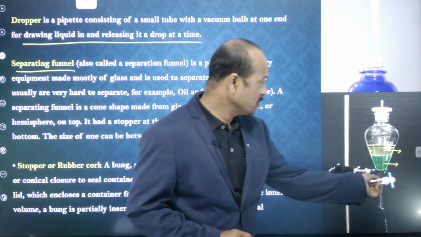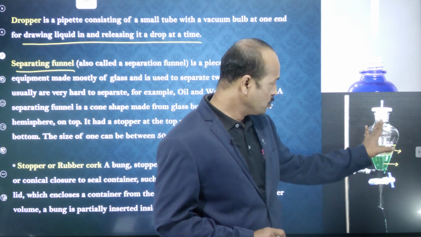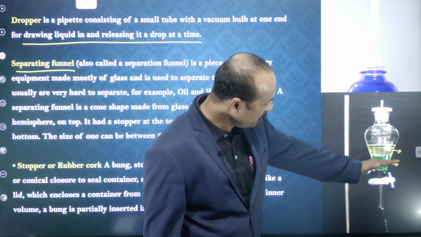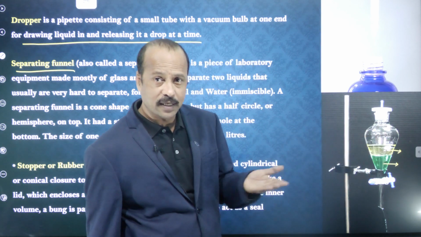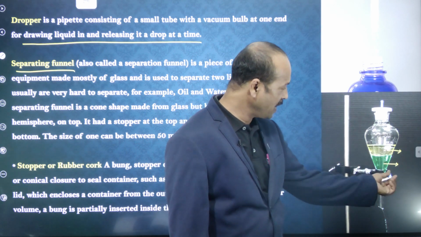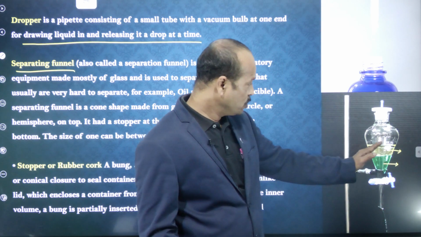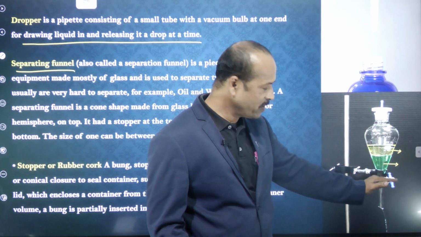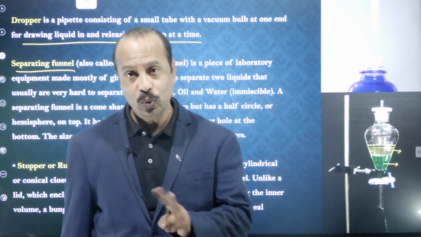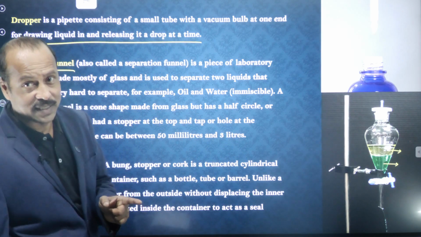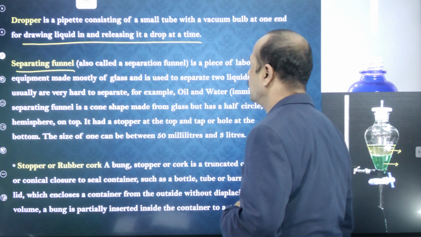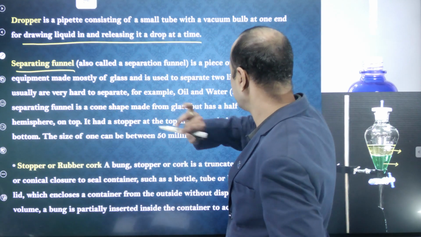And here there is also a stopcock. So now we have to fix it and wait for some time. Then all the denser liquid comes down and all the lighter liquid goes up. Then you put a beaker underneath and open the stopcock. The first liquid falls, and whenever it has fallen, you can stop it. Like this, we can separate two liquids of different densities by using this separating funnel. The separating funnel is also called a separation funnel.